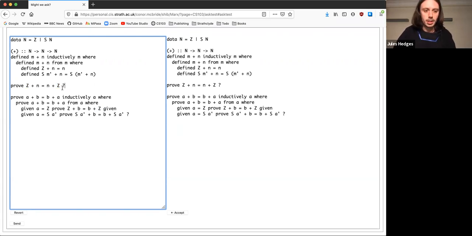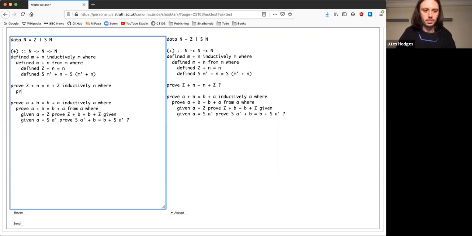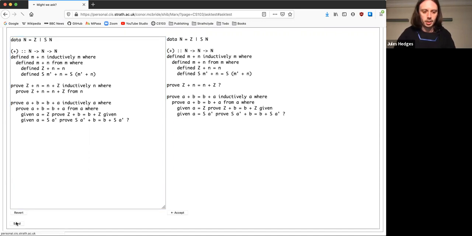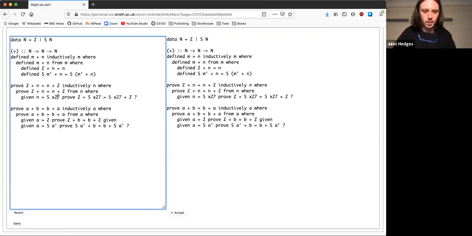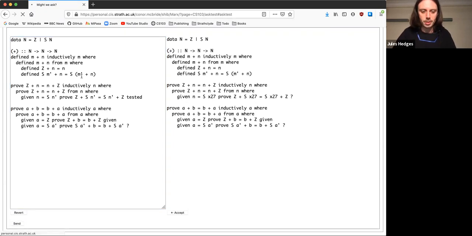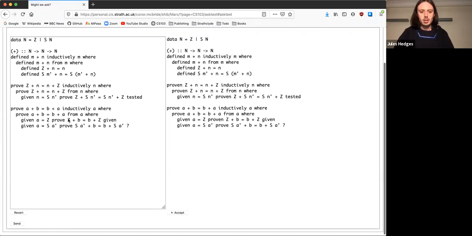I'll quickly fill in this proof, since you've seen it before. I say inductively n from n, and then this time ask will be able to solve the base case itself, and it will stay invisible, and I'll keep it invisible this time. And the inductive step works by tested, and there's another invisible line that I will also leave invisible because you've seen it before. Okay, so this finishes off our base case of our main proof.